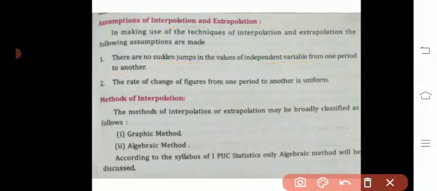Then what are the methods of interpolation? There are two methods of interpolation, that is graphical method and algebraic method. Now according to the PUC first year syllabus, we are studying only the algebraic method of interpolation.